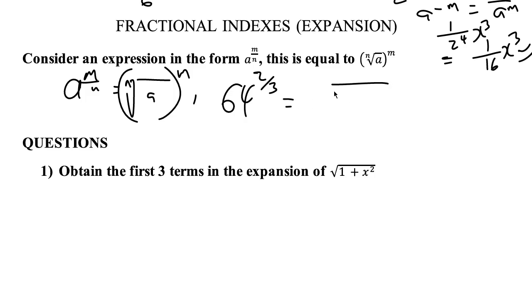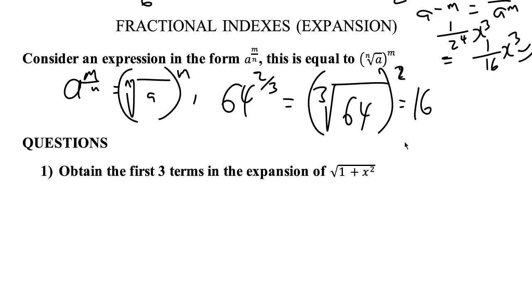So let's say you are asked to find 64 to the power 2 over 3. What's it going to be? The cube root of 64 raised to the power 2. Do you agree? So what's the cube root of 64? What will you multiply thrice that will give you 64? That is simply 4, right? Because 4 times 4 times 4 is 64. Then 4 squared is 16.